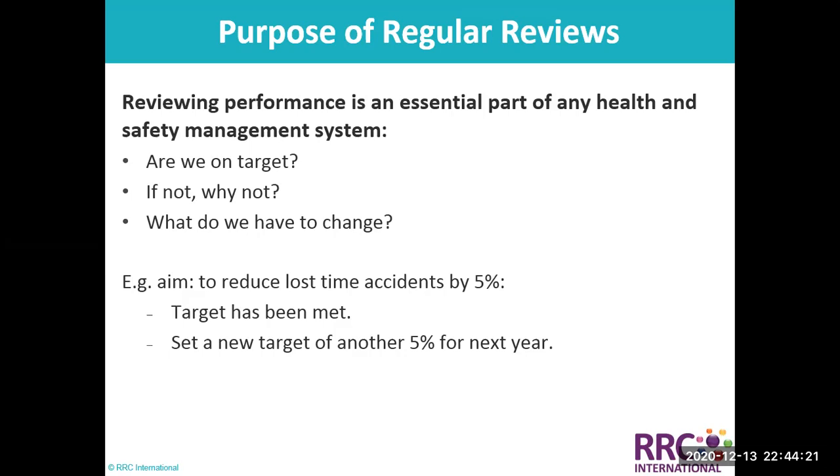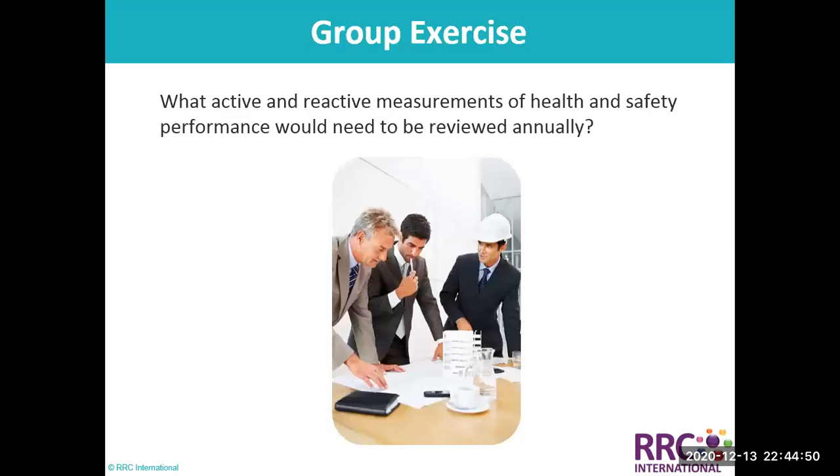Looking at where they are: if they are on target, why; if not, why are they not on target? What have they done, or what do they need to do, to bring about change? For example, aim to reduce lost time incidents by 5%. If the target has been met, set a new target of another 5% for next year. What active and reactive measurements of health and safety performance would need to be reviewed annually? That's another assignment you need to look at.